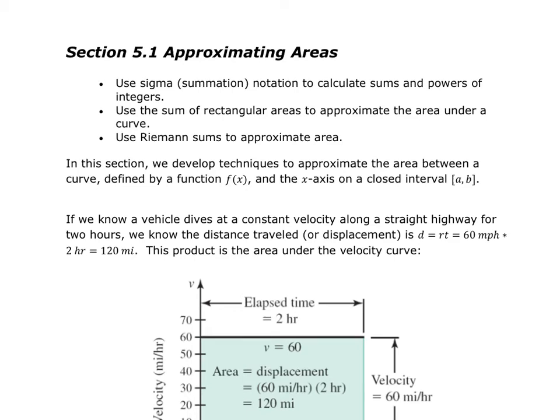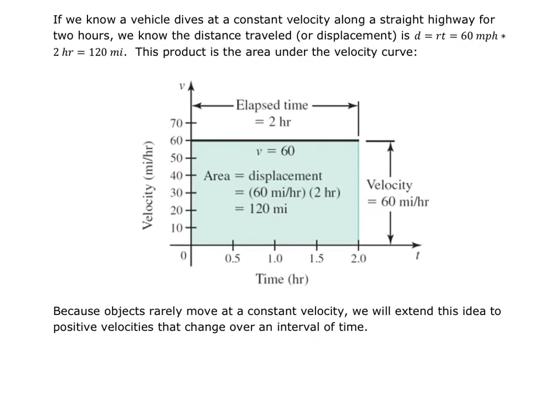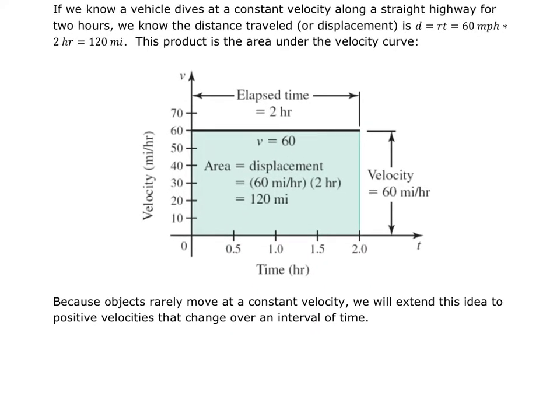In this video, we're going to look at approximating areas under a curve using Riemann sums. Let's suppose that we are in our car, we have our cruise control on, and we are driving for a total of 2 hours, and our velocity is at a constant 60 miles per hour. The displacement, how far I went in those 2 hours, would be 60 times 2, and that can be represented by the area underneath the curve of velocity being 60.